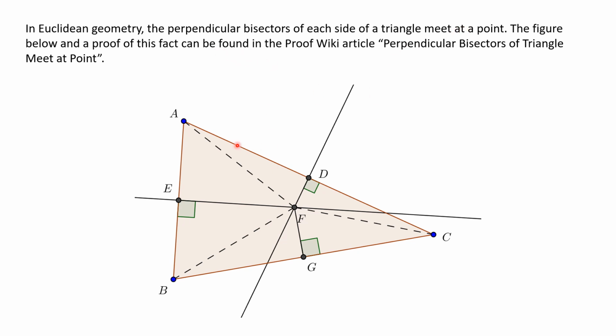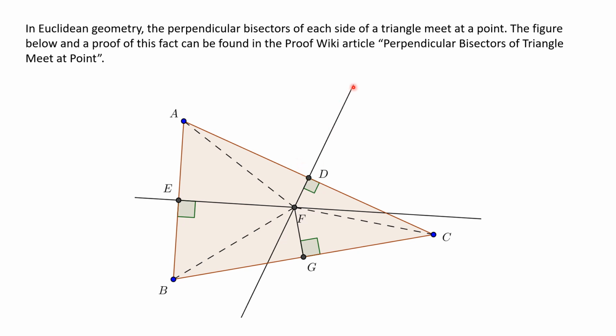I got this figure from the Proof Wiki article, Perpendicular Bisectors of a Triangle Meet at a Point. I'll give you a link to this in the information to this video. Let's just take a minute to make sure we understand what that means.